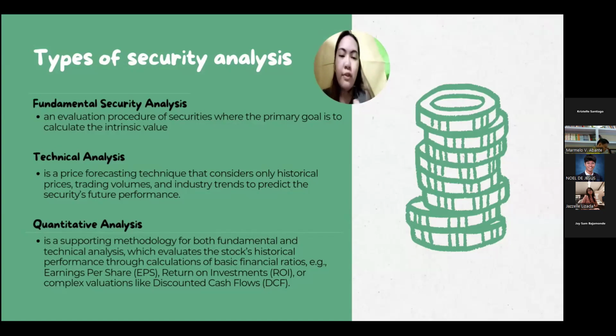It is a supporting methodology for both fundamental and technical analysis, which evaluates the stock's historical performance through calculations of basic financial ratio, for example, earnings per share, returns on investment, complex valuation like discounted cash flow. So, itong approach na to is gumagamit ng mathematical and statistical models para ma-analyze yung isang data. So, yung analyst, dapat magde-develop siya ng mga models na nagpo-process ng large amount of data para ma-identify yung trading opportunities and risk management strategy.